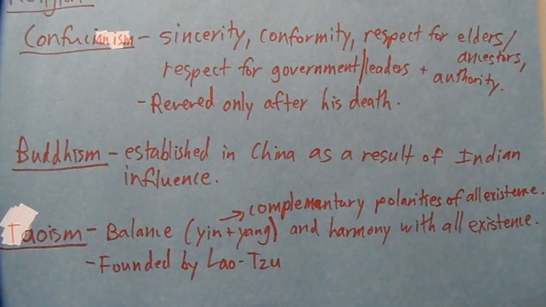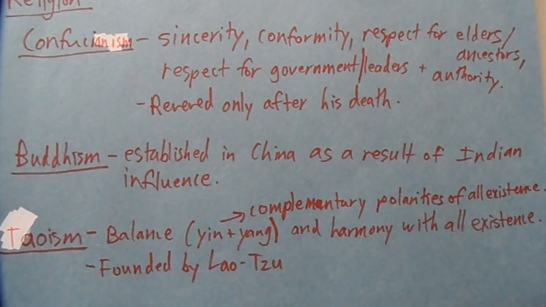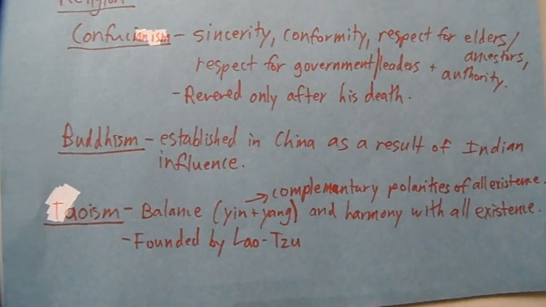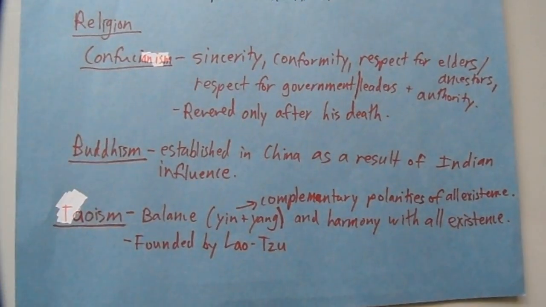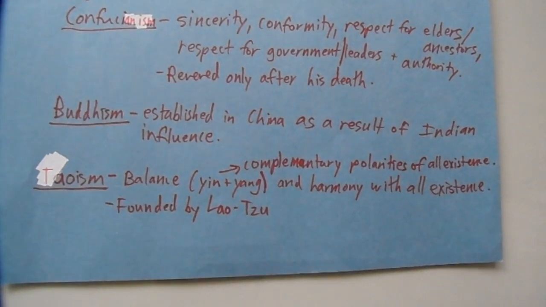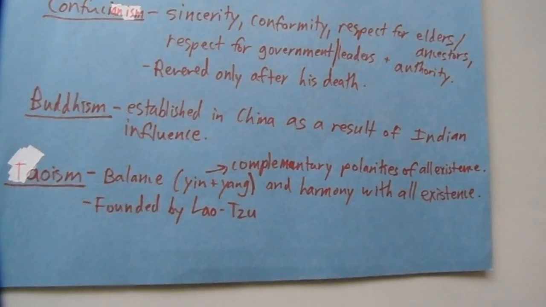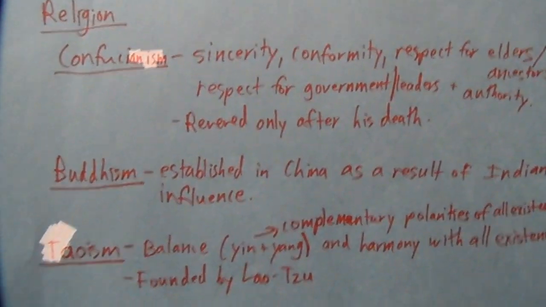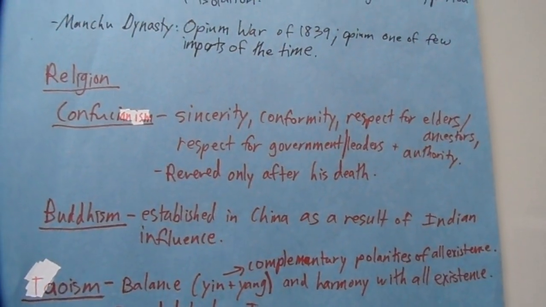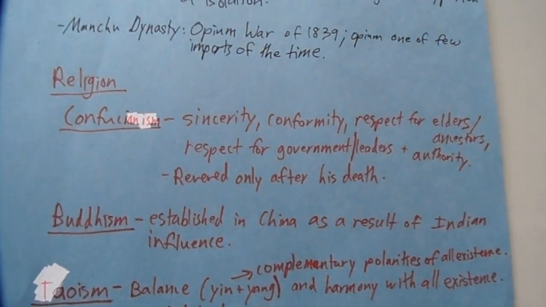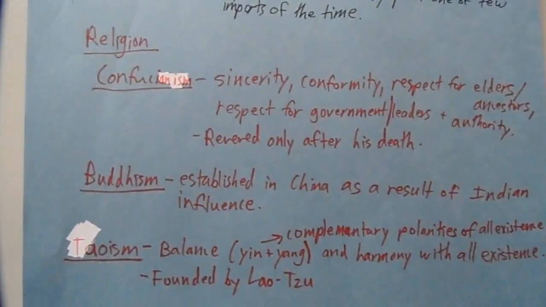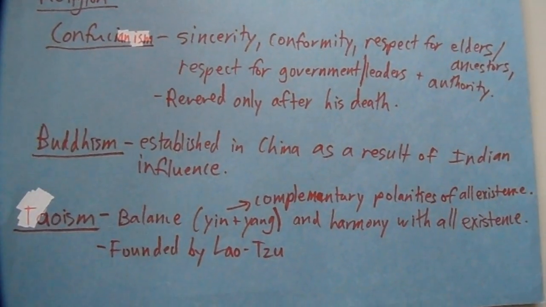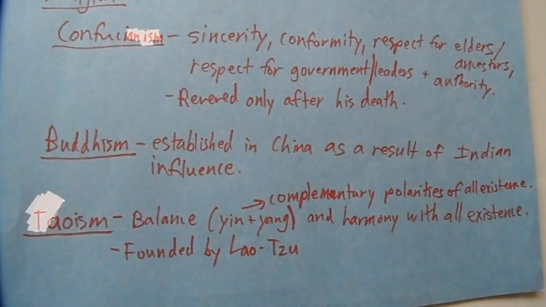Buddhism. So this was established in China as a result of Indian influence. So as I mentioned before, India was the first one to start Buddhism. So Buddha was actually Indian, not Chinese or Asian. Well, India's Asian, but let's say East Asian, as some people might think. So this is another important thing. I remember seeing a question on the practice test about this also. Something about Buddhism and where it started or something like that.